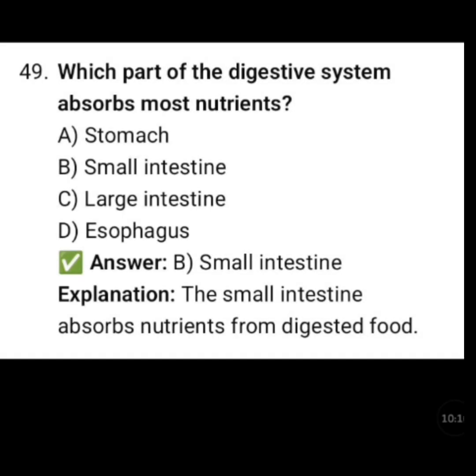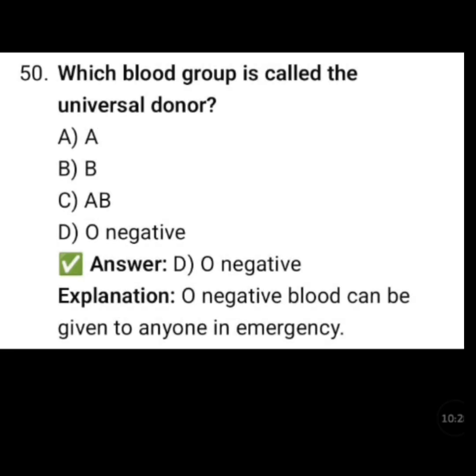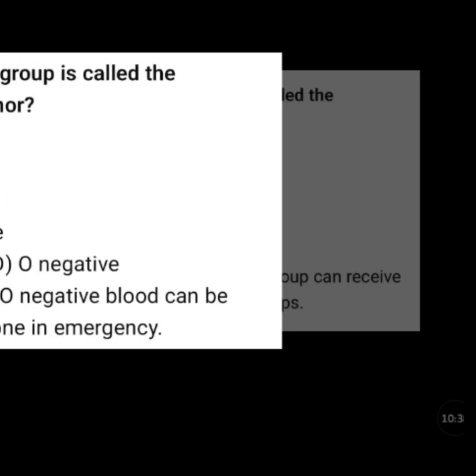Which part of the digestive system absorbs most nutrients? Stomach, small intestine, large intestine, esophagus. The correct answer is option B, small intestine. The small intestine absorbs nutrients from digested food. Which blood group is called the universal donor? A, B, AB, O negative. The correct answer is option D, O negative. O negative blood can be given to anyone in an emergency.